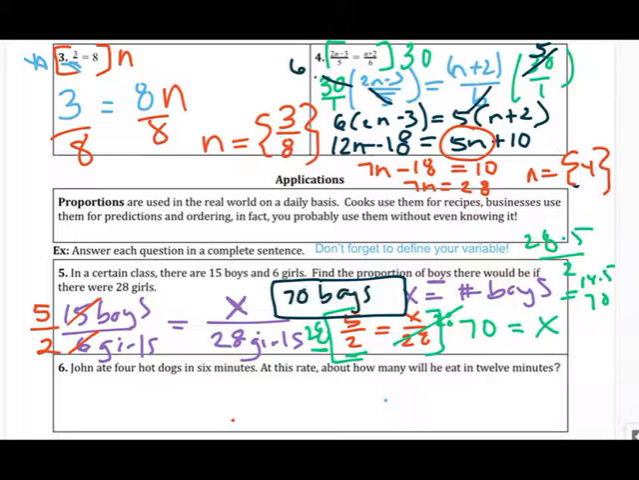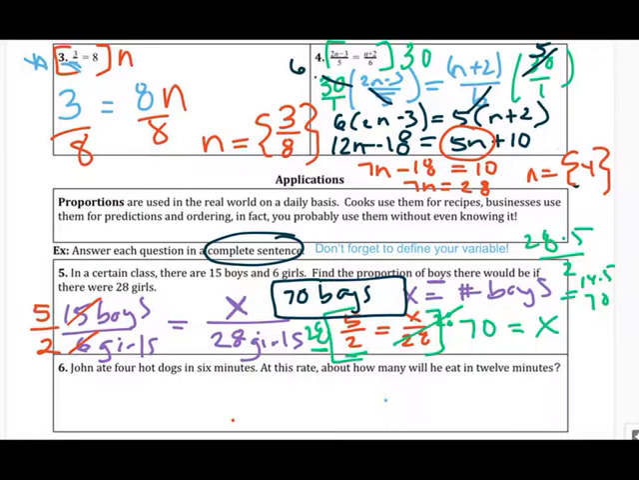And if I needed to write that answer in a complete sentence, I would say when there are 28 girls, there would be 70 boys. That would probably be a better way. I definitely don't have enough room to do that. If we're not asking you for a complete sentence, then it would be fine for you to just write 70 boys. So it does say in a complete sentence. So I would expect to see there would be 70 boys when there are 28 girls.